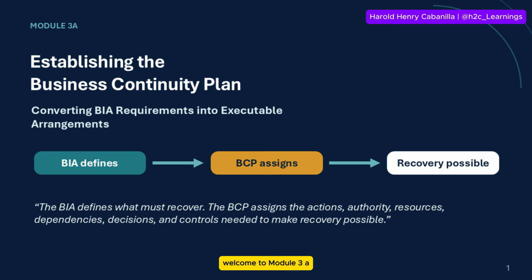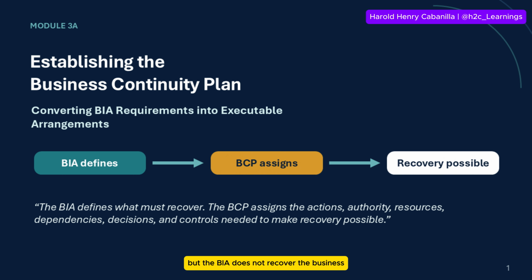Welcome to Module 3A, Establishing the Business Continuity Plan. The purpose of this module is to explain how an approved business impact analysis becomes an authorized and usable business continuity plan. The BIA defines what must recover. It identifies protected outcomes, critical activities, time-based requirements, minimum acceptable capacity, dependencies, and consequences of disruption.